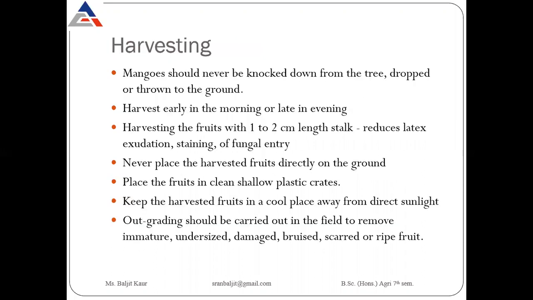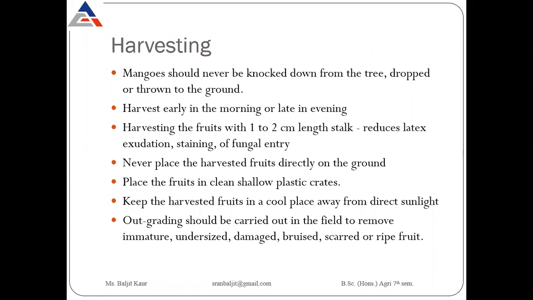Next is harvesting. Harvesting in the case of mangoes is mostly done manually or by using a bamboo pole which has a hook on it, and the fruits are allowed to drop into baskets, right? Fruits should never be knocked down from the trees, and they should never be allowed to drop or be thrown on the ground, because the fruits will get injured if they are thrown on the ground, right?